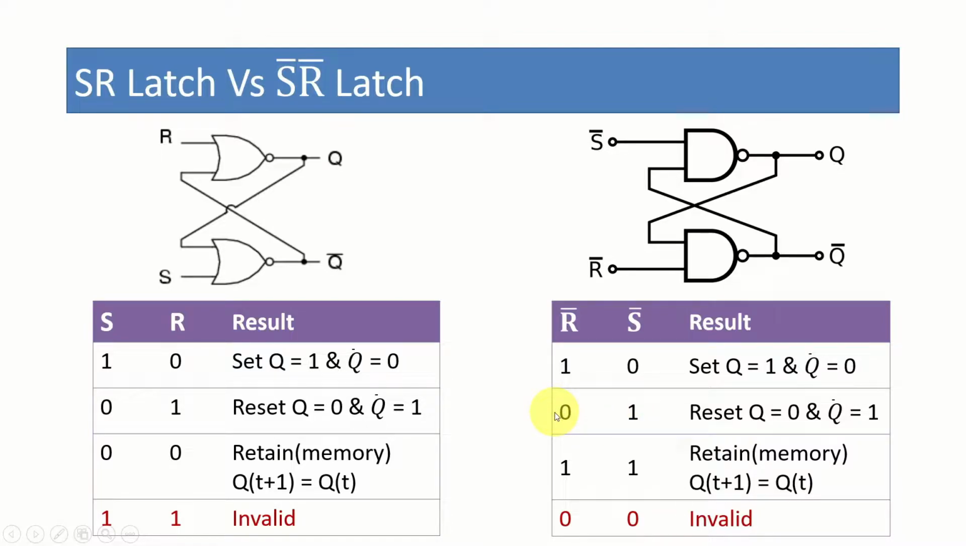In the S bar R bar latch, because R is called S bar, we have to give S bar 1 and R bar 0. And the second difference between the SR latch and the S bar R bar latch is when we want to retain the memory. In the SR latch we used to give the 0-0 combination, whereas in the S bar R bar latch, in order to retain the value, we give the 1-1 combination. And in the SR latch, 1-1 happens to be an invalid combination. Similarly, in the S bar R bar latch, 0-0 is the invalid combination.